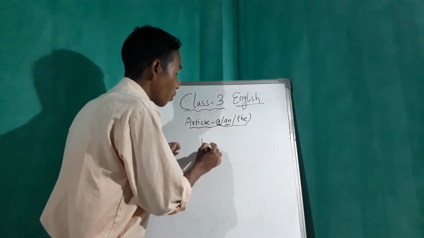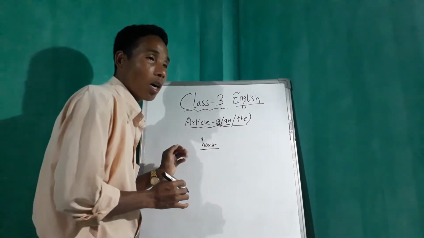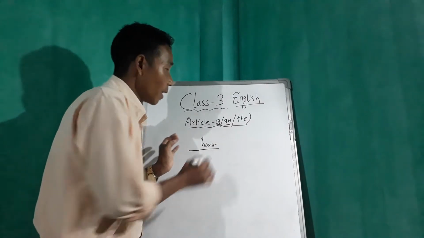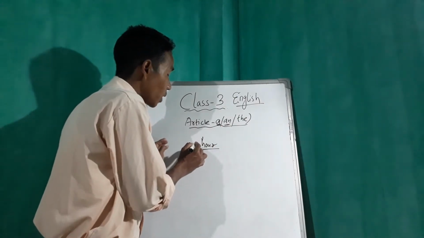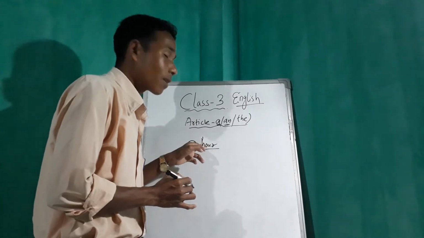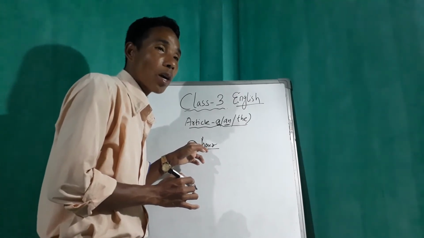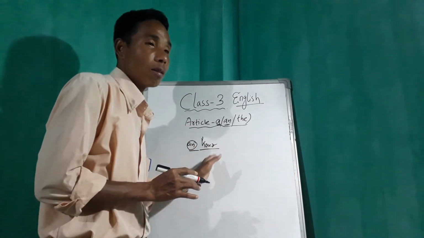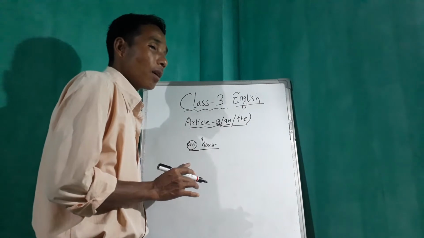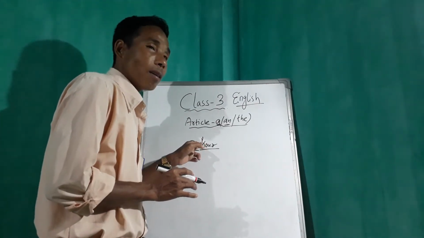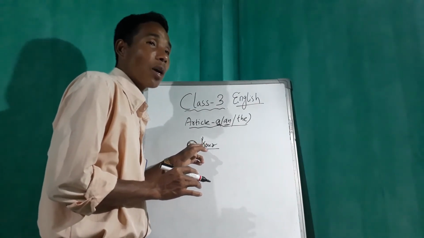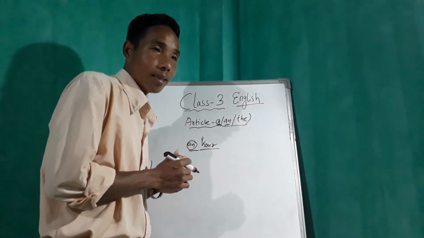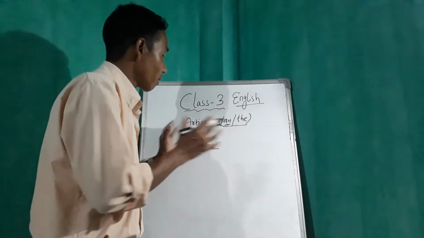Hour, H-O-U-R. So, what will be here, a or an? An. We have to use an, even though it starts with a consonant letter, because the H is silent. So it sounds like our. The starting letter is a consonant, but we have to use an, because the H is silent. Okay? And there are some other words.